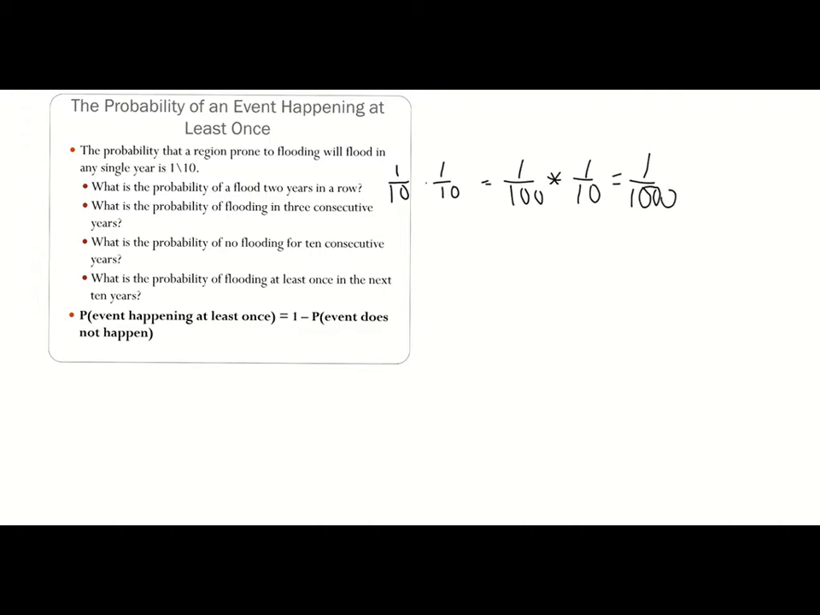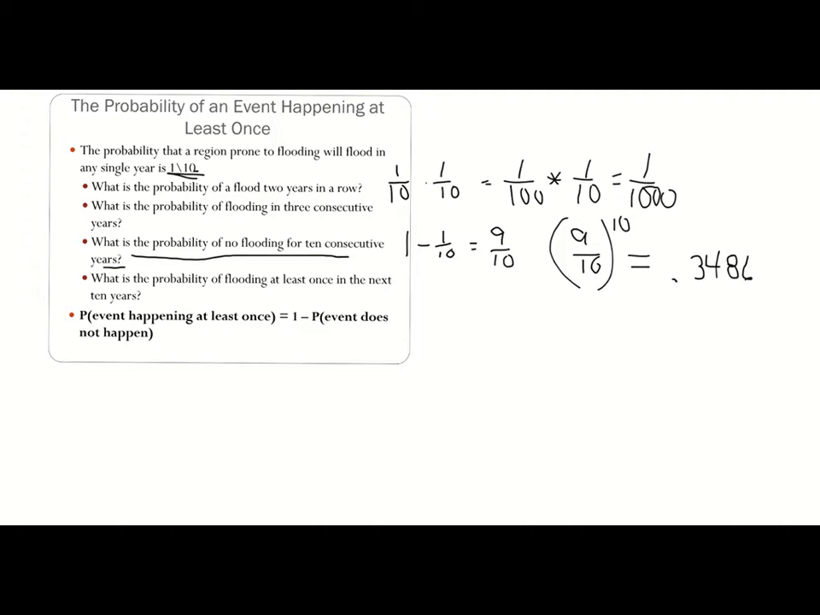Then they want the probability of no flooding for 10 consecutive years. Well, we know the probability that it will flood is 1/10. No flooding would be the complement to that event. So we would do 1 minus 1/10, which would give us 9/10. But we want that for 10 consecutive years. So really we need to do 9/10 to the 10th power, because we want 10 years. And when we do that, we're going to get a decimal, and it's 0.3486678.